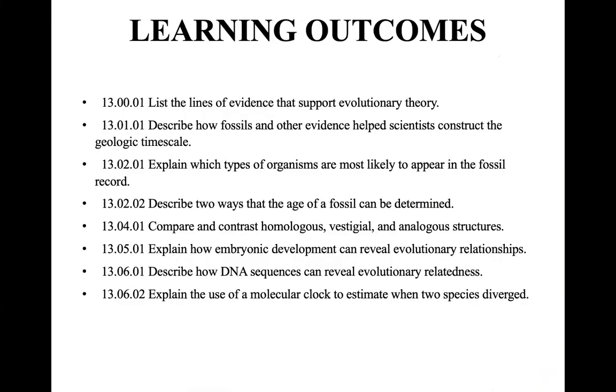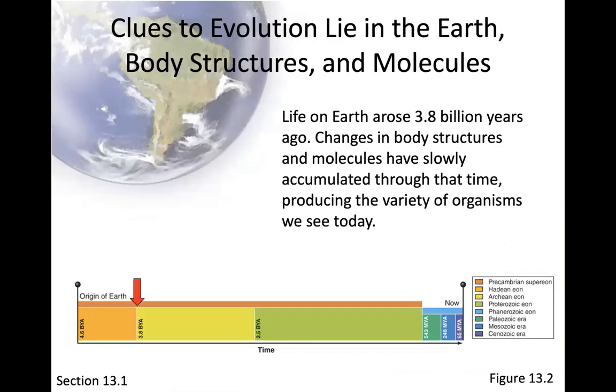These learning outcomes here are what you should focus on from the chapters of the book. So clues to evolution lie in the Earth's body structures and molecules. Life arose about 4 billion years ago, 3.8 billion years ago, and changes in body structures and molecules have slowly accumulated through that time, producing a variety of organisms that we see today. Below here, you can see a little timeline of the different eons and eras that have existed.